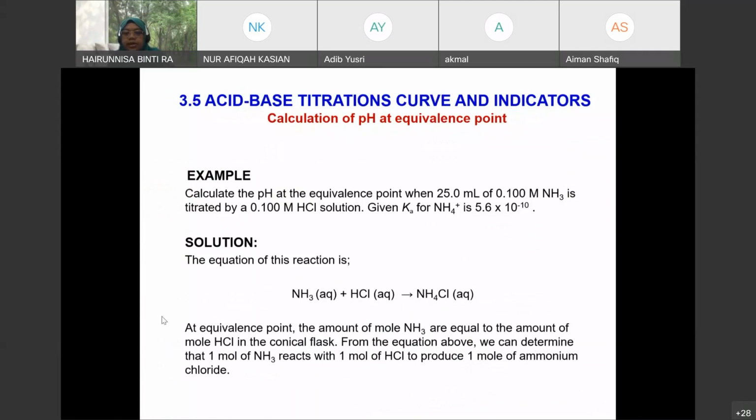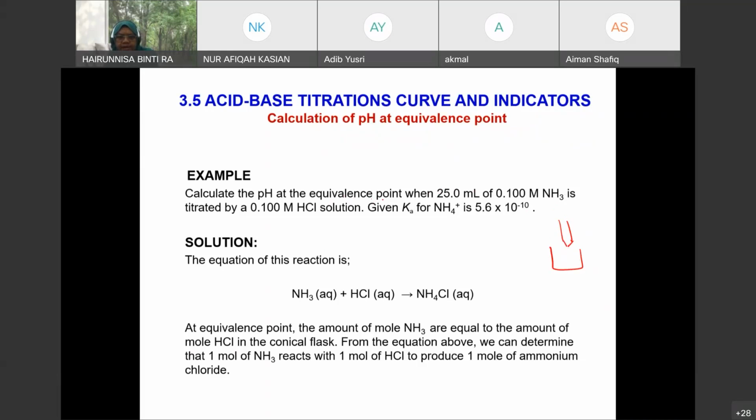Okay, so now we go to a calculation example. Calculate the pH at the equivalence point when 25 ml of 0.1 molar NH3 is titrated by a 0.1 molar HCl solution, given Ka for NH4+. So first thing first, biasanya saya akan minta, kalau boleh, memang dia tak minta pun dalam soalan ni, awak sketch the burette and also paling senang kita buat beaker je, sebab kita nak determine siapa yang dekat atas, siapa yang dekat bawah. Okay, so let's say here.